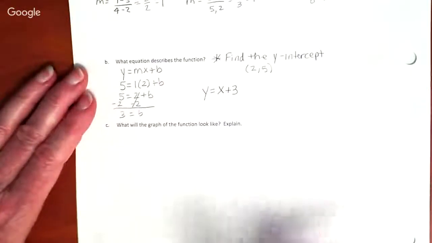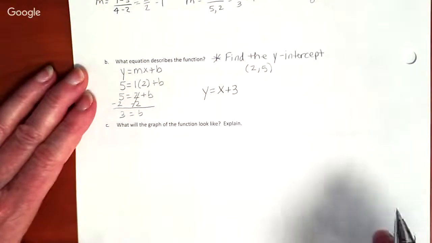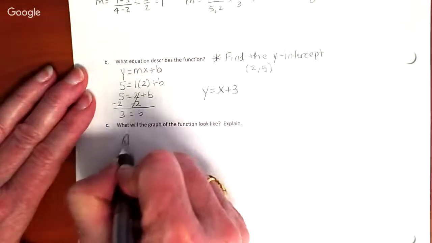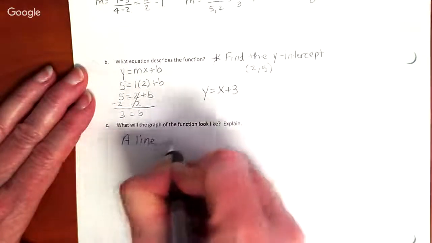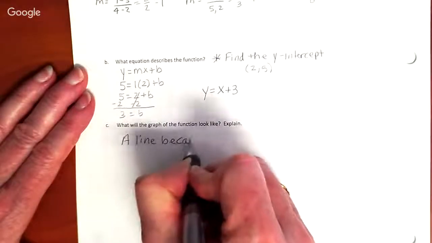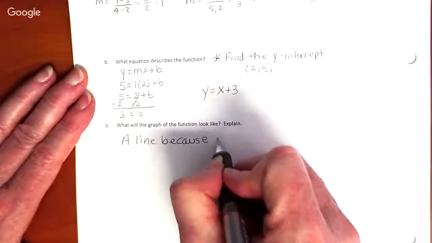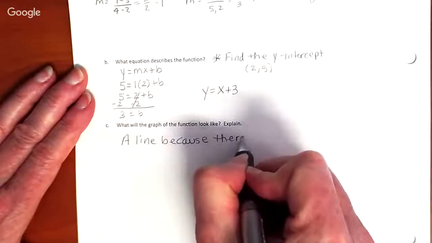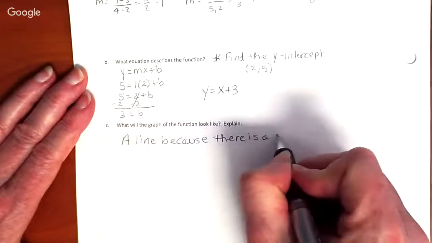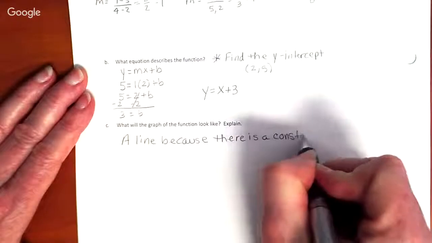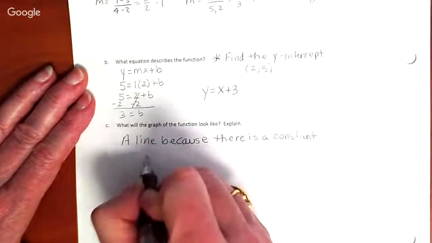It says, what will the graph of the function look like? A line, because there is a constant rate of change.